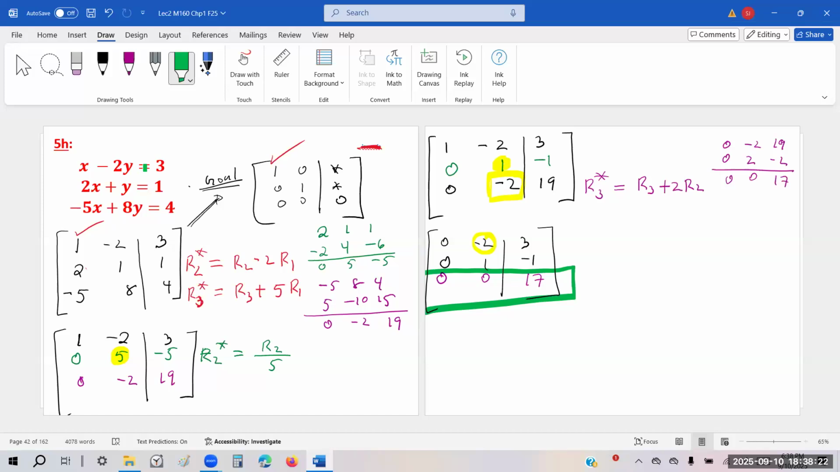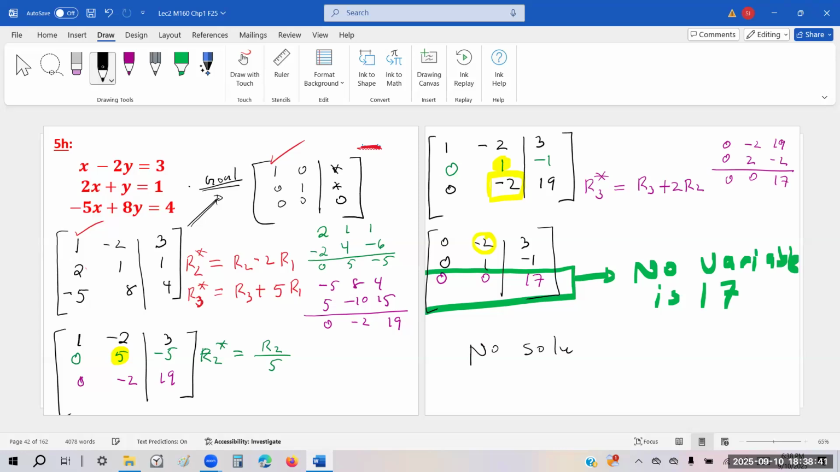The last row is telling us no variable is 17. What does that mean? How can no variable be 17? Does it even make sense? It doesn't. Since it doesn't make sense, that means we have no solution. Okay, so we desired to have 0, 0, 0 on the last row, but it could not because it doesn't have any solution. So we can stop there. Any question?